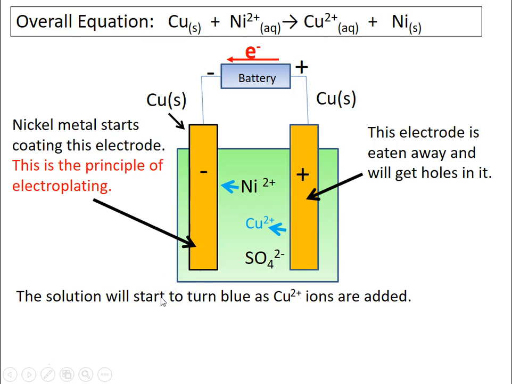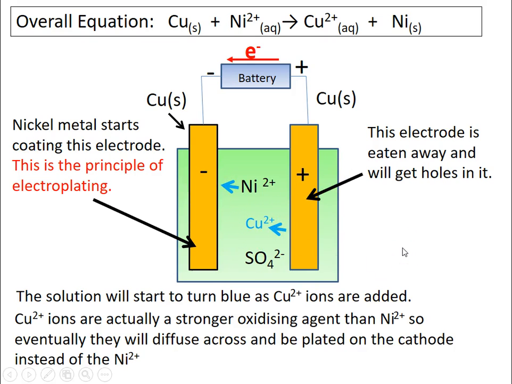If you look on your electrochemical series, I've picked one that's quite complicated actually. If you have a look on your electrochemical series though, copper ions are actually higher up than nickel ions. So copper is a stronger oxidizing agent than nickel.